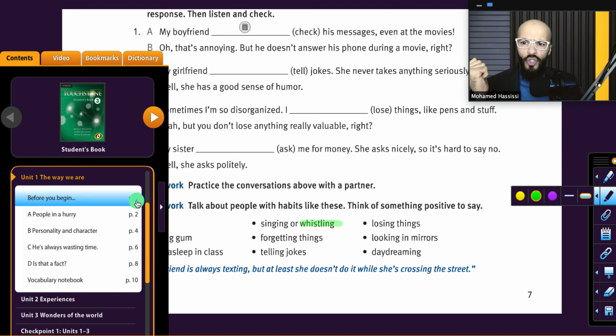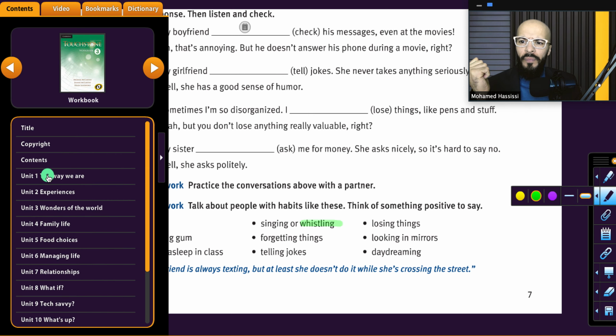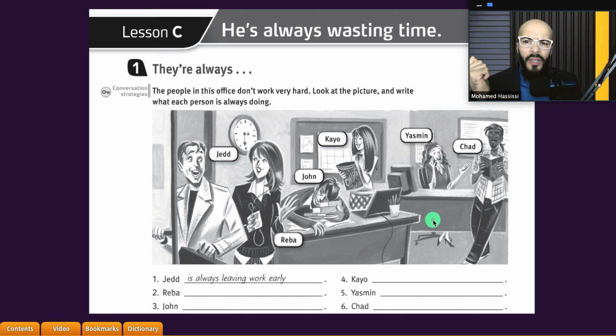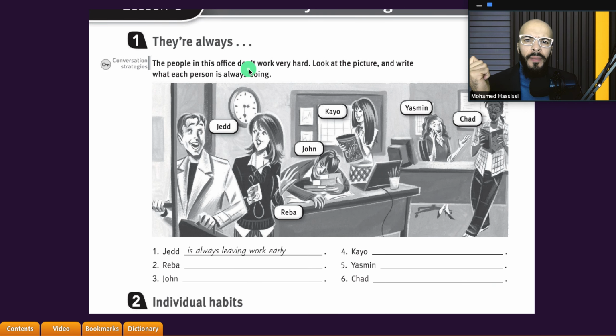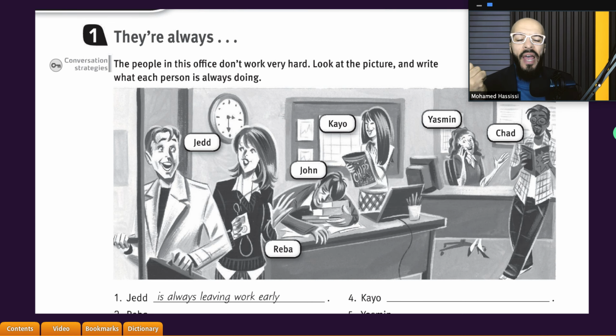Let me see if we can jump to do a very quick practice. All right. It says the people in this office don't work very hard. Look at the pictures and write what each person is always doing. Now, you have to tell me what each of these people is doing using, of course, the present continuous plus the adverb of frequency always. I'll give you the first one. I'll tell you what Jed is doing. Now, it's 2:30, right?